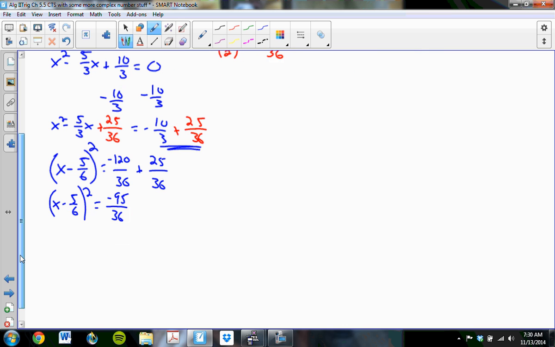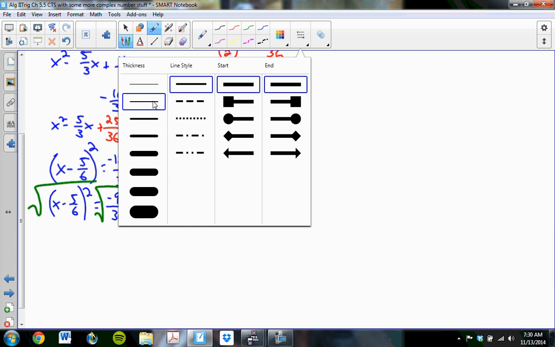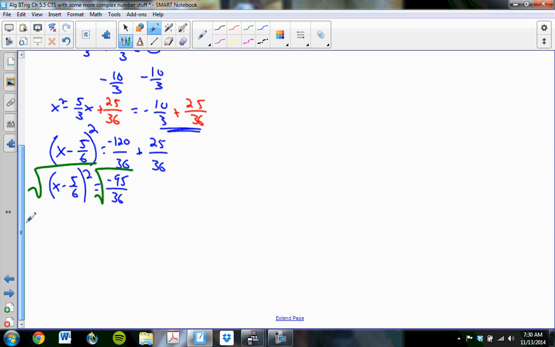So I'm getting a lot of i's as I do this, but that's okay. Square root both sides. x - 5/6 = ± i√95/6. Now 95 can't break down as a radical. It's 5 and 19, and those are both prime. If it could break down, I would break it down, but it can't, so I won't.